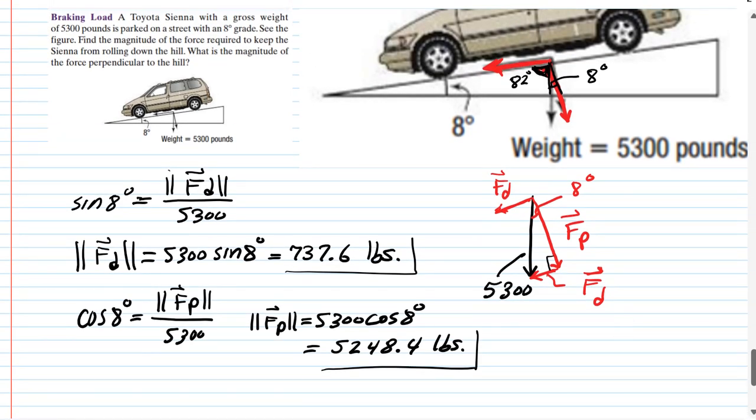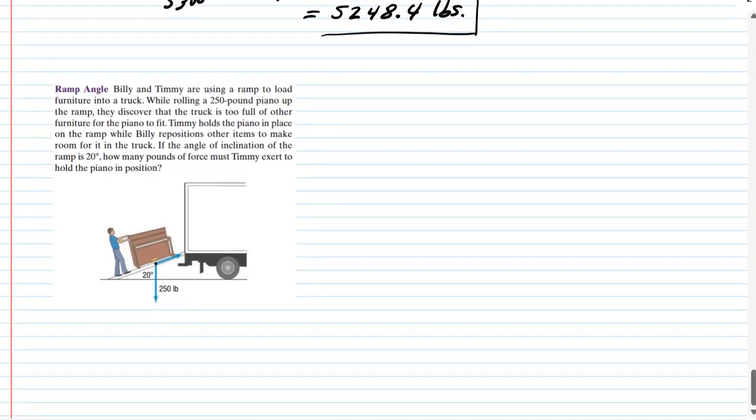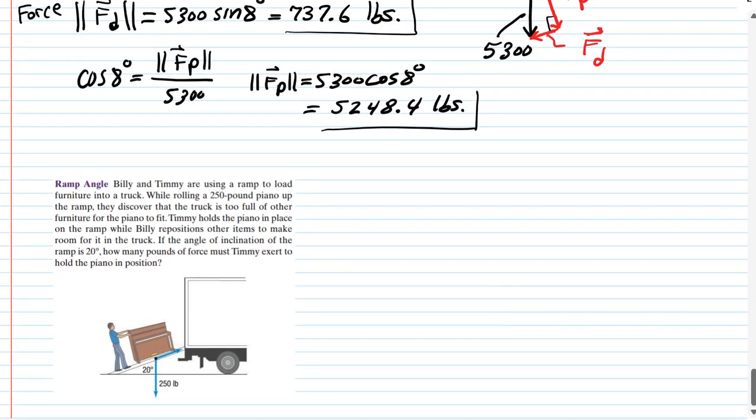And that answers the question the problem was asking for. Again, the problem said find the magnitude of the force required to keep Sienna from rolling down the hill. Well, the horizontal component is what's going to cause this to roll down, right? That's FD, the downhill force. That's the answer to the first part. And the second is the magnitude of the force perpendicular to the hill, which we just found. All right, let's look at one last example and we are done with this lecture.